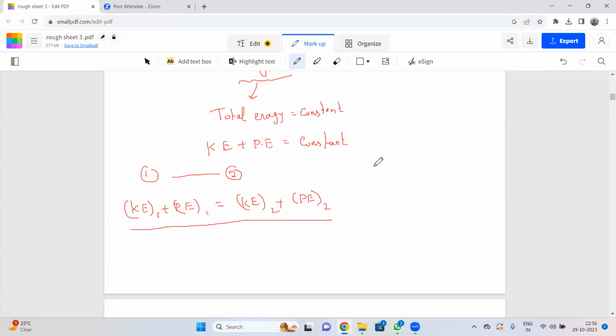Now, what is the formula for kinetic energy? Half mv squared. And potential energy, mgh. Good. So at the first position, we need to find half mv squared and mgh, and do the summation. And at the second point also. Then if we equate them, we can find the unknown value. Okay, that's it.